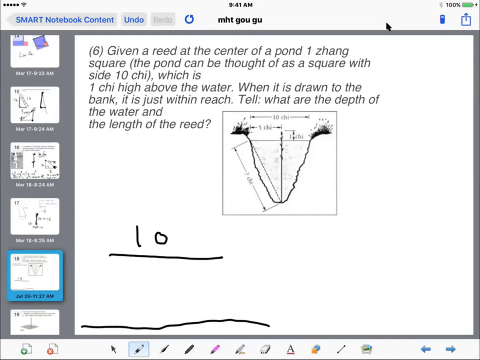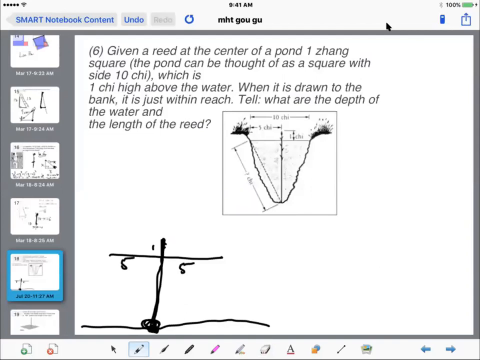But there's a reed that's growing from the bottom, and it's going up, and then it pops up above by 1. Let me just move this 10 over because it's getting in the way. So this is, I'll go like this, 5, 5, and that's 1. So this is the reed. It's growing. It's a long reed. It goes from the bottom, however deep that is, to the top, and then peaks out above by 1.